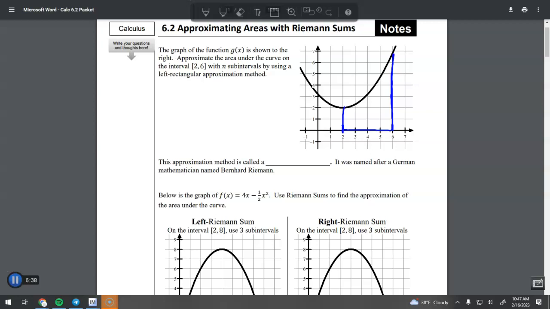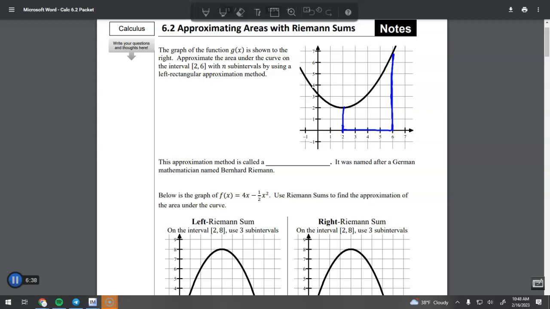There's midpoint and trapezoid. So my plan is to do 2 of them today and have you do the homework for 6-2 that is only having to do with left and right. Then we'll do midpoint and trapezoid on Tuesday and practice the rest of the ones that are midpoint and trapezoid. So there's 4 of them. We're doing 2 and 2.